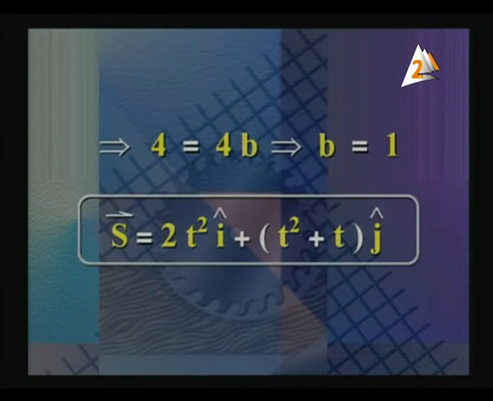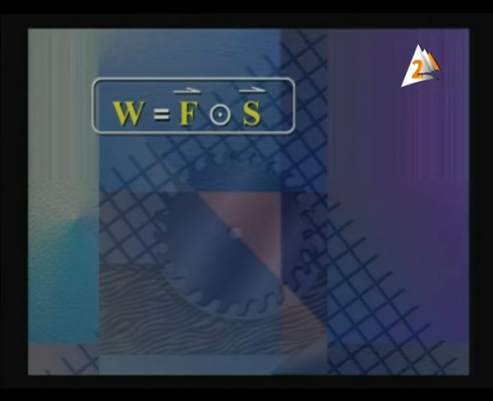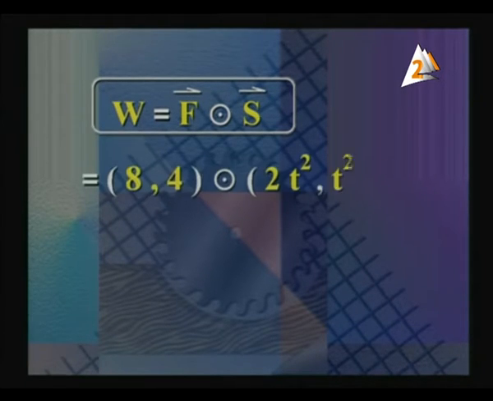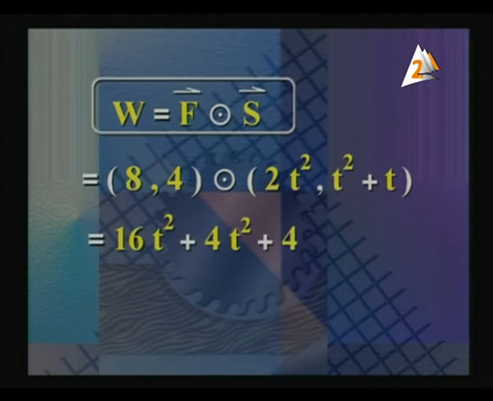Now, from equation 1, we say the displacement vector s equal 2t square i plus (t square plus t) j. And the work done is F dot s, where (8, 4) dot (2t square, t square plus t). We get that 16t square plus 4t square plus 4t, which is equal to 20t square plus 4t.